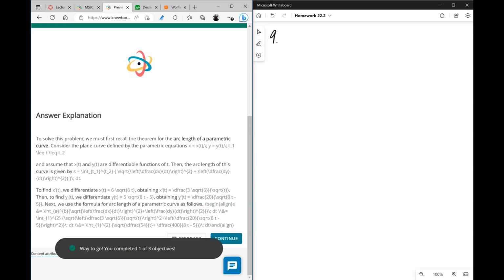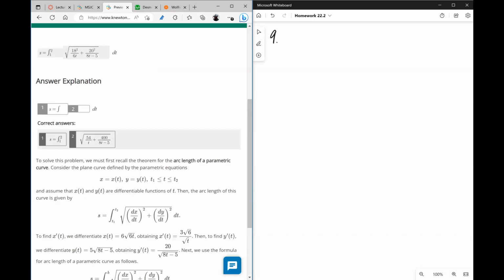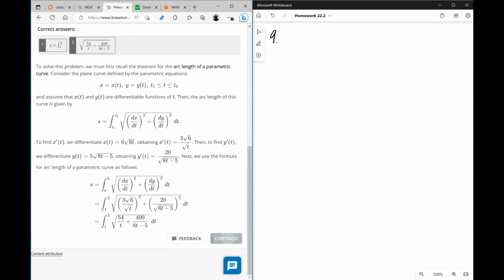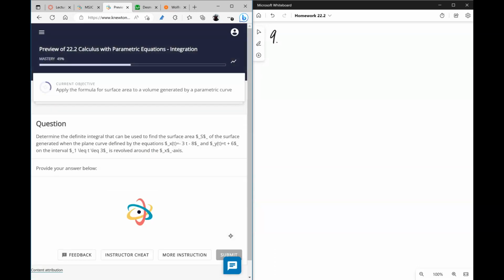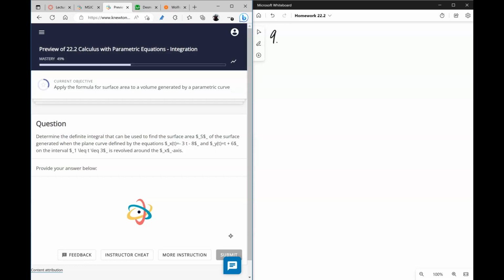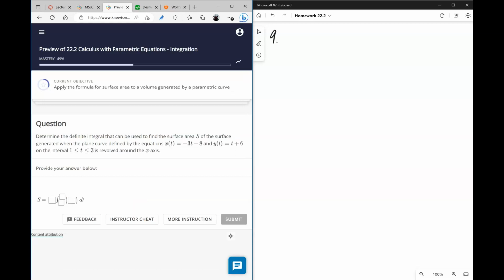Let's see if they did it by hand. Actually, there's nothing to do by hand, right? So, all right, almost halfway through. What we have here is surface area.